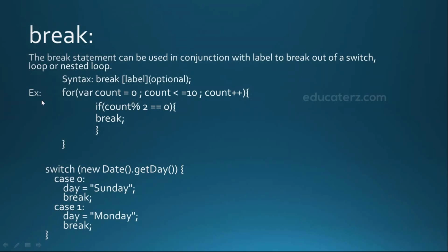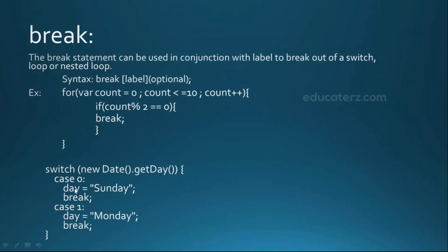In this example, I declare a loop with count equals 0, count less than or equal to 10, and count plus plus. If any number is divisible by 2, then I want to break out of the loop. This means, let's say the count value becomes 0. If 0 is divided by 2, then it breaks out of the loop. To break out of the loop, we can use this break statement.